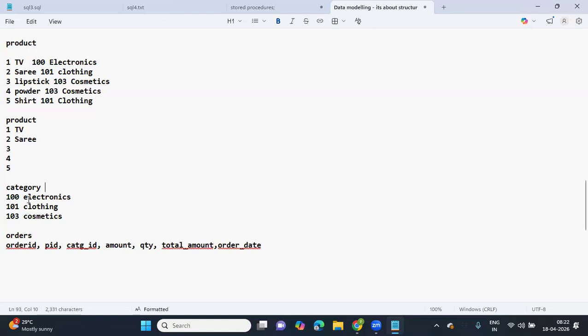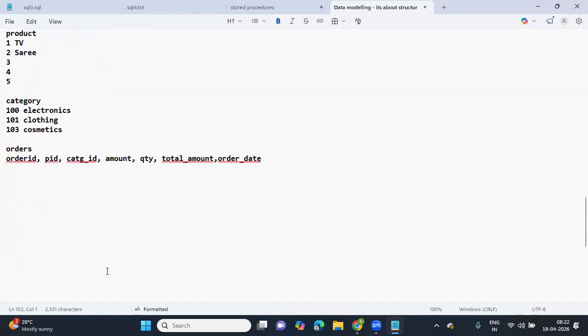If you see TV and electronics, that makes sense to us as a human, right? So these kind of derivations, in real time, the tables will be like this. A separate table for product and a separate table for category, another table for orders. And while you are trying to do analytics or making the data ready for analytics, you have to bring them all together. That's your duty. That's our responsibility. You have to bring all of them together.